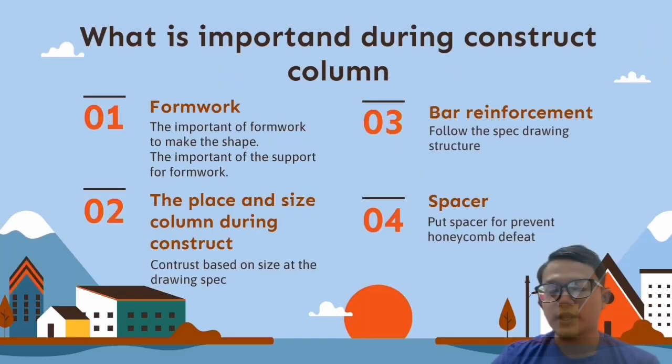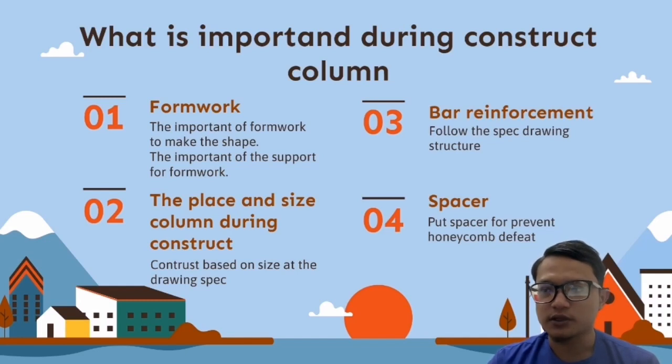Okay, so we go to another part, which is what is important when constructing the column. First is the formwork. Make sure the dimension, orientation, and level are right. Then the place and the size when constructing the column. This means the column must follow the spec of the drawing. And then the reinforcement bar also follows the spec of the drawing. And lastly is the spacer, to avoid honeycomb and to make the concrete cover.